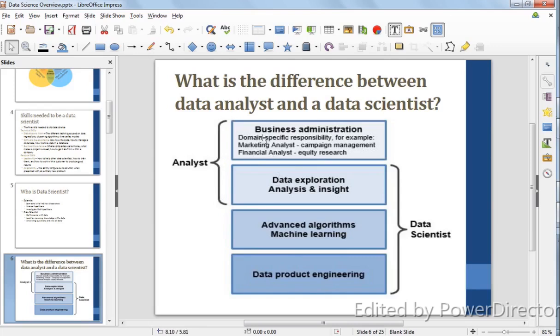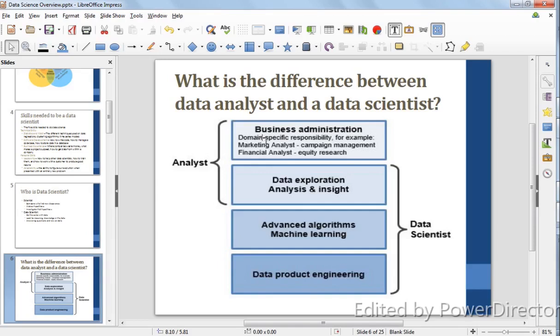So you must have heard that analysts can be of different types, like marketing analyst, financial analyst. Business analysts also you have. So these are the analysts which are domain specific. So a financial analyst will be someone who is working with the finance department, finance things. A marketing analyst would be someone who is more related towards marketing.